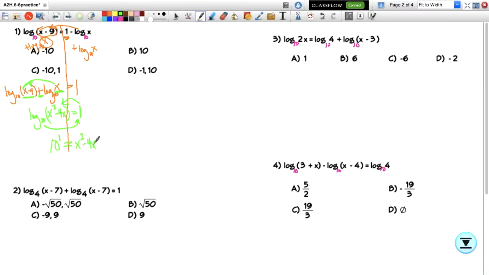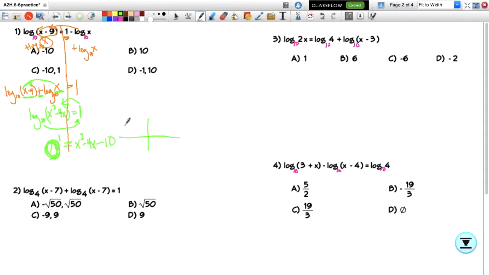And hopefully at this point you're like, oh, Mrs. White, this is just a quadratic, right? Look, there's our x squared, there's our b term, here's our c term. We just got to move it over to this side. Now we have x squared minus 4x minus 10 equals 0, and we're ready to solve it.